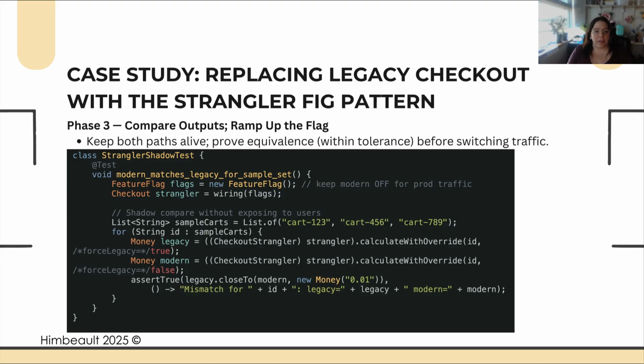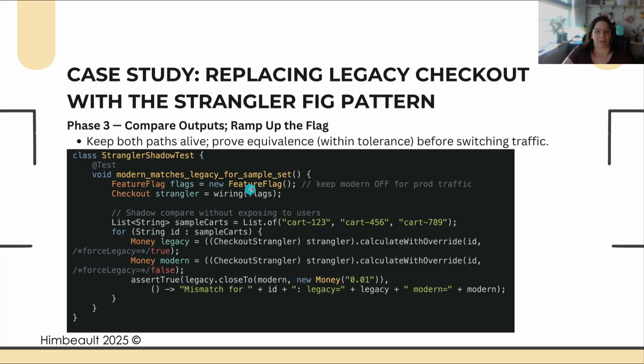Now here is us doing some kind of a test, right? We need to be able to compare our outputs and ramp ourselves up to that flag. We want to keep both paths alive at the same time. We want to be able to prove equivalence, right? We want to say that these are working the same within whatever our tolerance level is before we actually switch traffic over to our new path, right? And then slowly strangle out our old one.